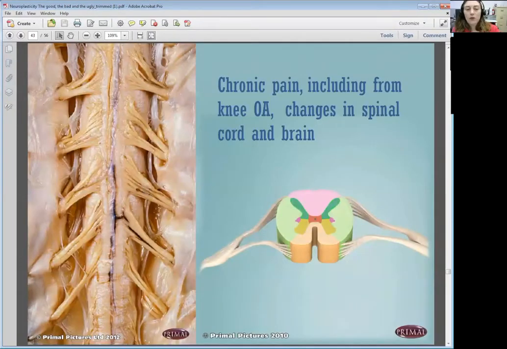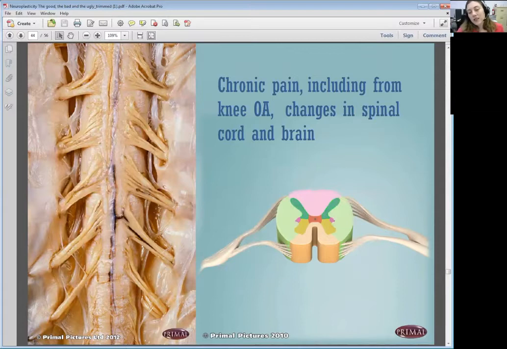Another example of neuroplasticity gone bad is chronic pain, including pain from knee osteoarthritis. So when the brain is constantly receiving messages of potential damage, changes can start to occur. So those pathways that send the messages about the potentially damaging stimuli start to become very well worn. So the neurons get really used to sending up those messages.